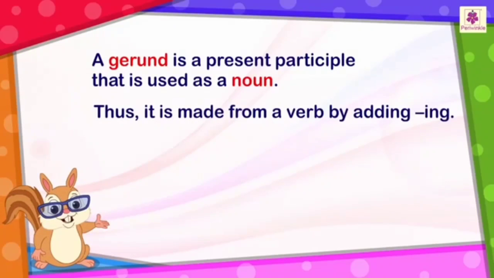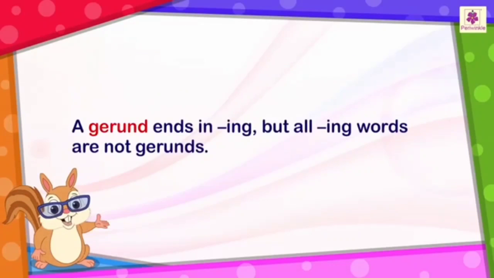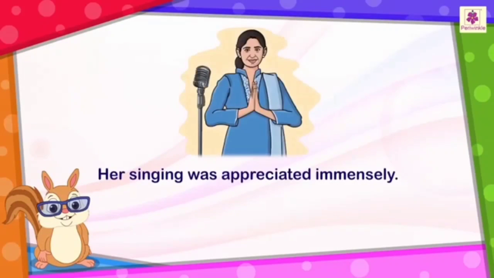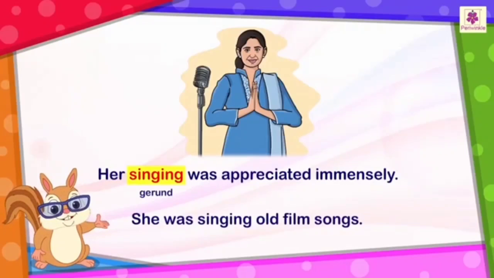Thus, it is made from a verb by adding ing. A gerund ends in ing, but all ing words are not gerunds. For example, her singing was appreciated immensely. Here, singing is used as a noun. It is a gerund. Look at another example. She was singing old film songs. Here, singing is acting as a verb.